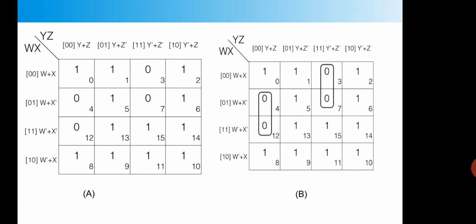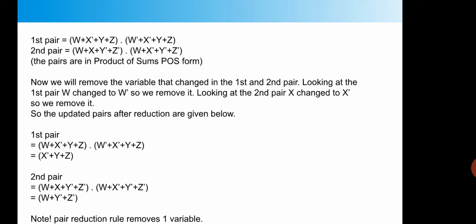So you have to recall the concept of SOP and POS, how exactly you are interchanging the not thing, or complement thing. Based on that you are going to get these particular pair values. The pairs are in product of sums, POS form. It is not a sum of product, it is a product of sum form.